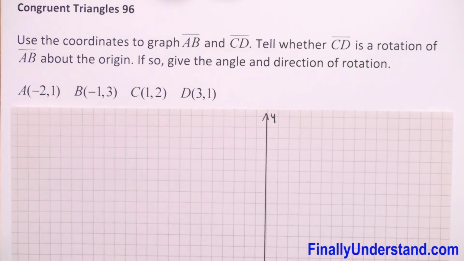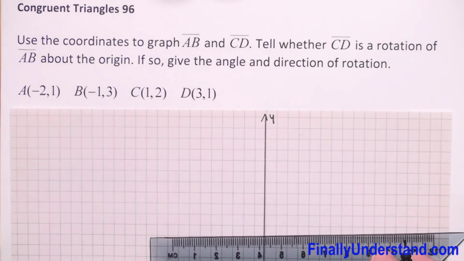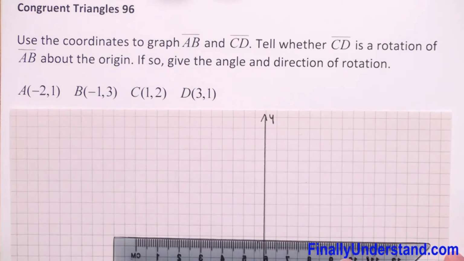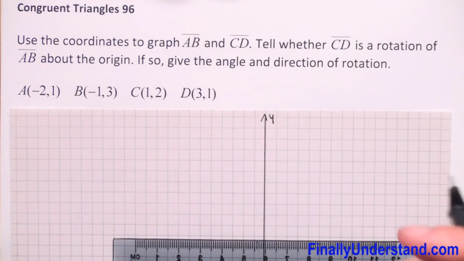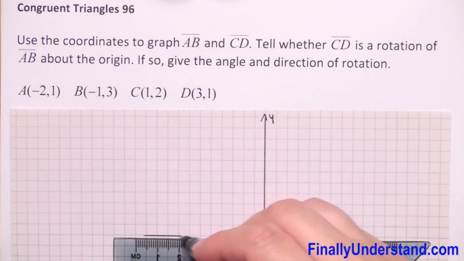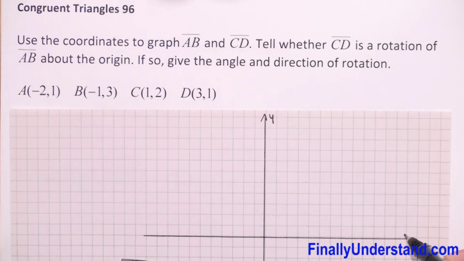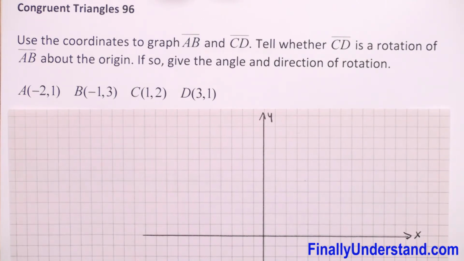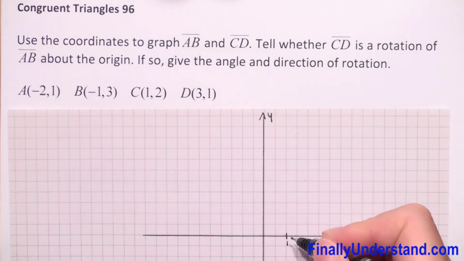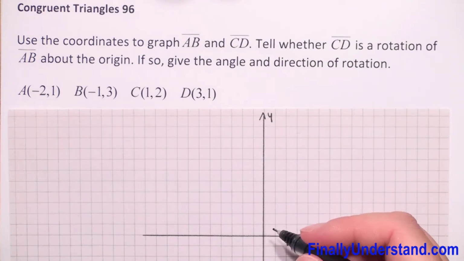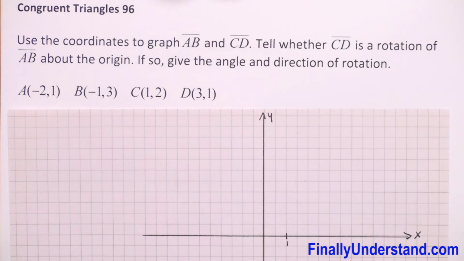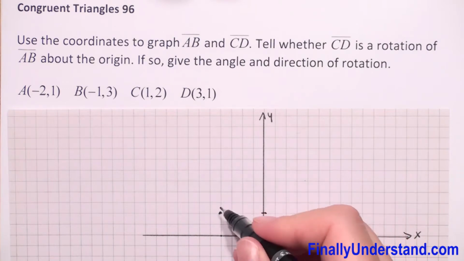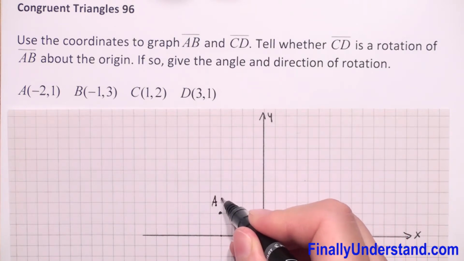Y-axis. And X-axis. We have to choose the unit. Now first point A has coordinates -2, 1. So -1, 2 and 1. So this is our A.